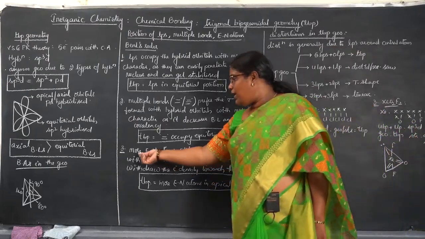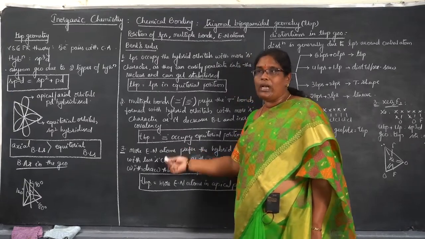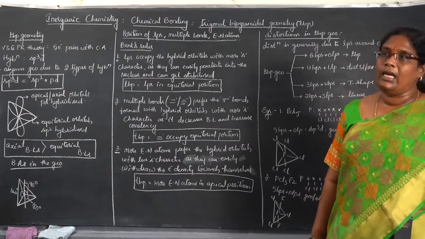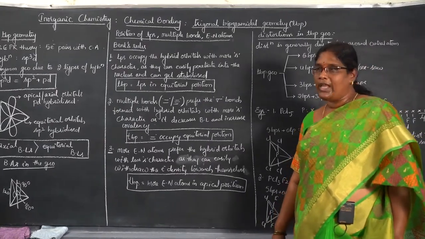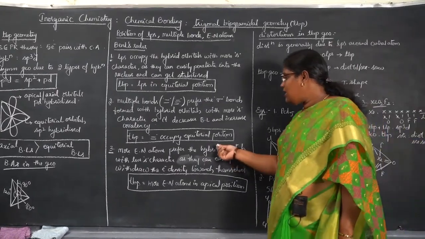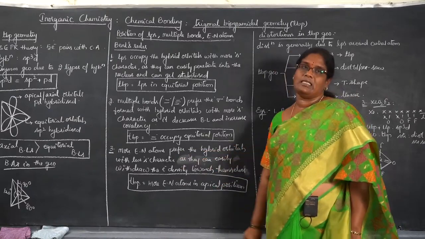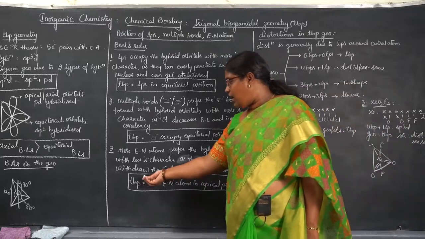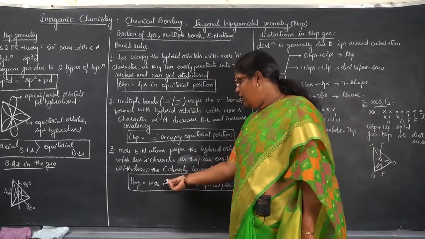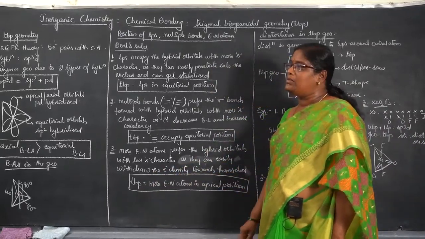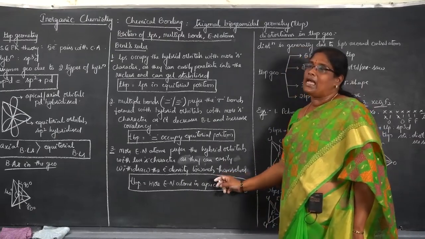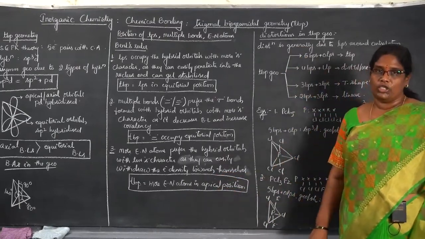Now, more electronegative atoms. More electronegative atoms have to withdraw more electron density towards themselves. Therefore, they prefer the hybrid orbitals with less s character. So in the case of trigonal bipyramidal geometry, more electronegative atoms occupy the apical positions, where s character is almost negligible.